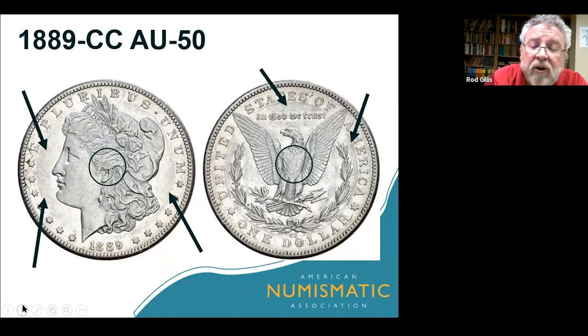Okay. So here are the points that I showed you. You can see where there is a little bit of a loss of luster, and there's wear at the high point, both on the eagle's breast and above Lady Liberty's ear. But again, there are next to no marks on this coin, nothing severe, nothing wrong with the focal points. This is a great coin.